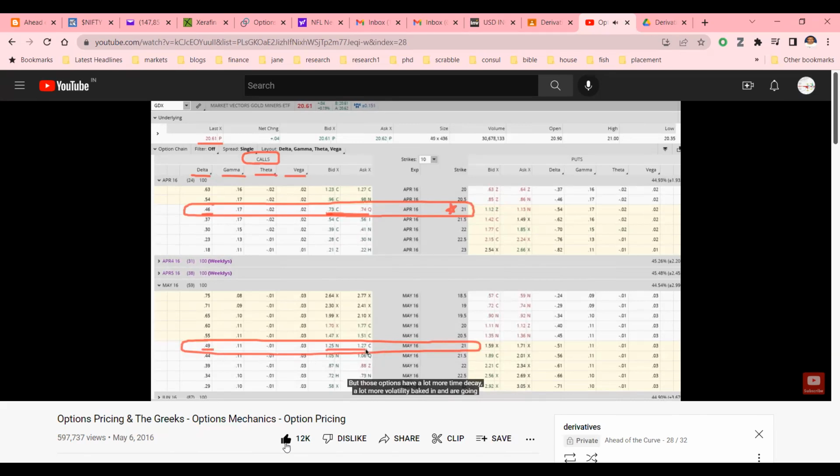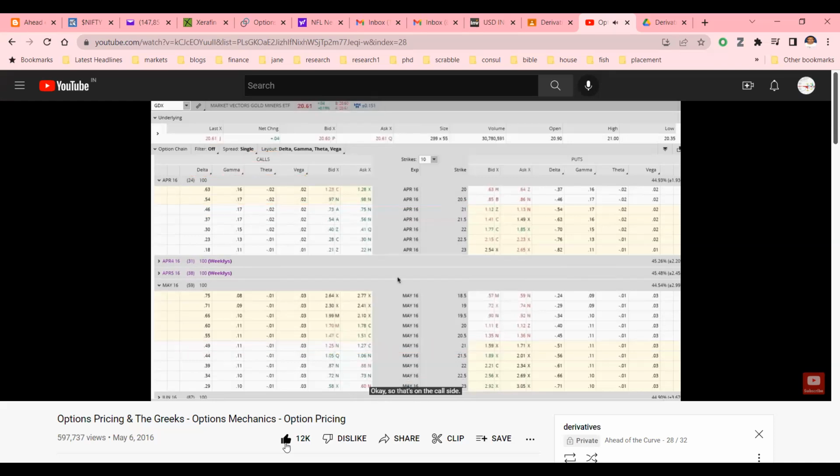But those options have a lot more time decay, a lot more volatility baked in, and are going to profit a little bit more from a quick move up in the underlying stock. They cost more upfront, but they're going to profit a little bit more, a couple dollars more, for a $1 move up in the stock. Okay, so that's on the call side.